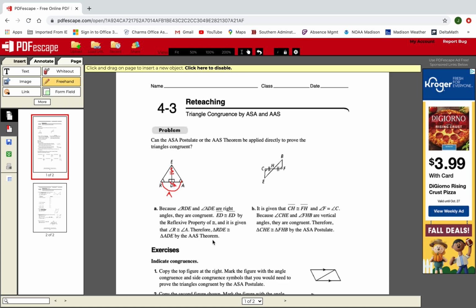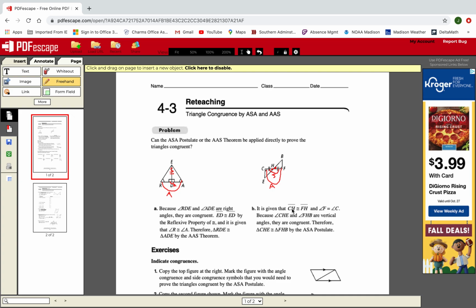Let's look at the second one. Here I have two triangles that are stuck together at a vertex. I already have a pair of sides marked congruent, and I have another pair of angles here. One thing I need to note is that I also have a pair of vertical angles: angle CHE and angle FHB. Those are vertical angles, so we know that they are congruent, and they've noted that here also.